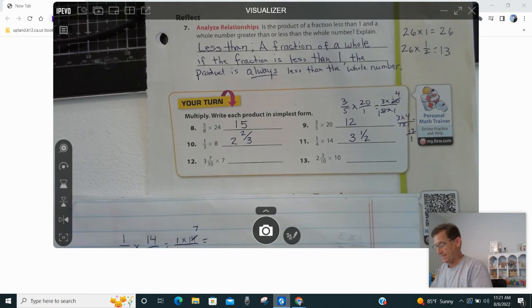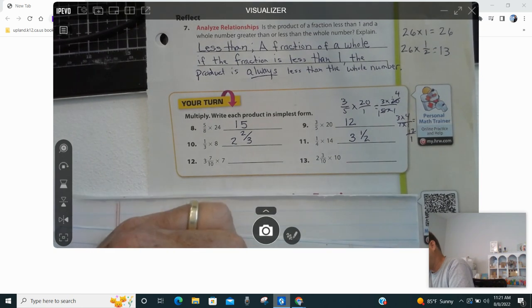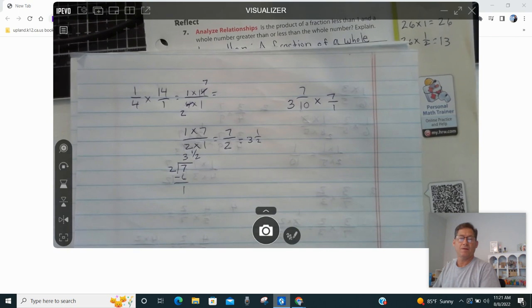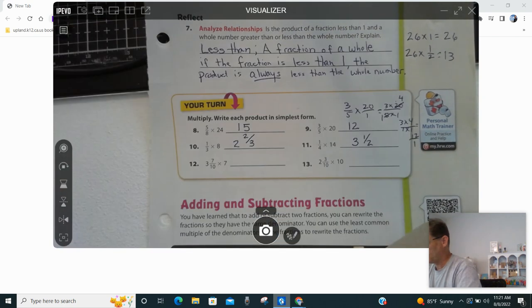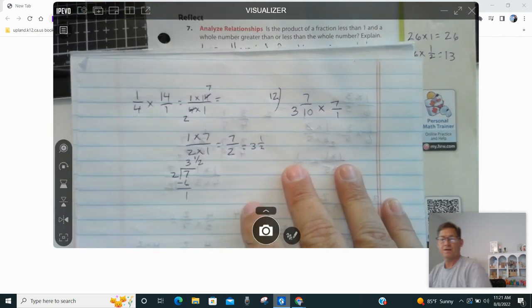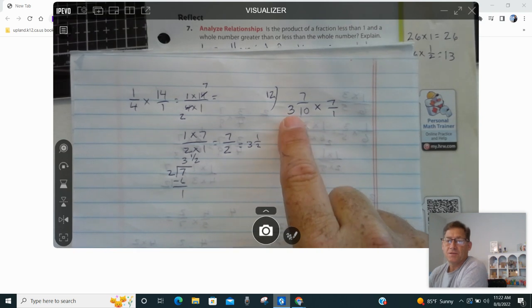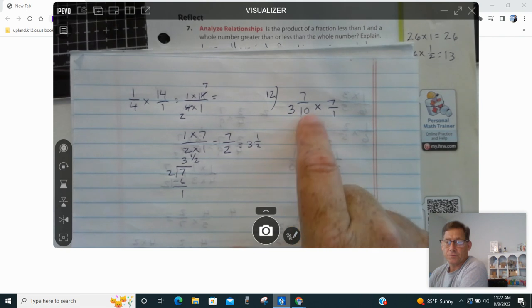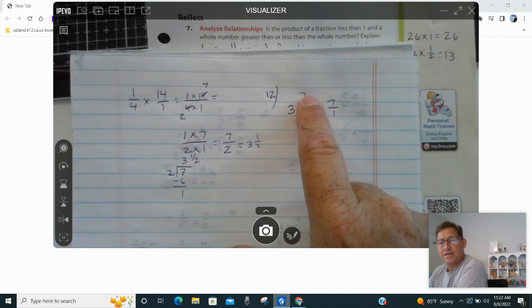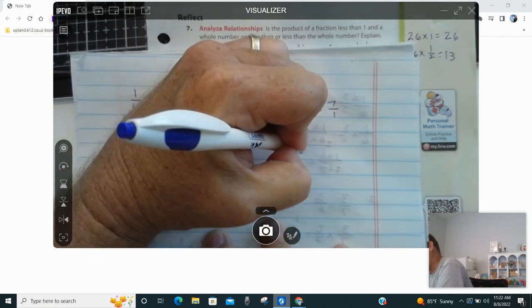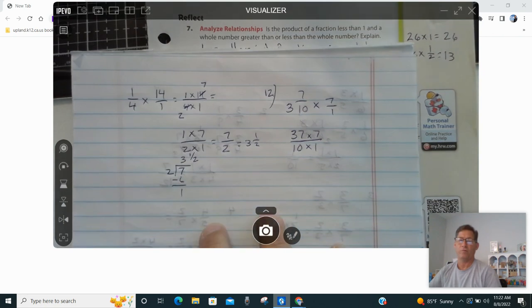Number 12, 3 and 7/10 times 7, which we can rewrite as 7 over 1. So I have a mixed number here, and I want to change that into a fraction greater than 1. We know that 3 wholes, in this example, would be 3 sets of 10/10. So we go 3 times 10, 30, plus the extra 7/10 is 37/10 times 7 over 1.